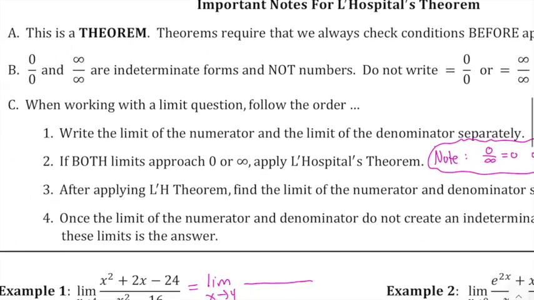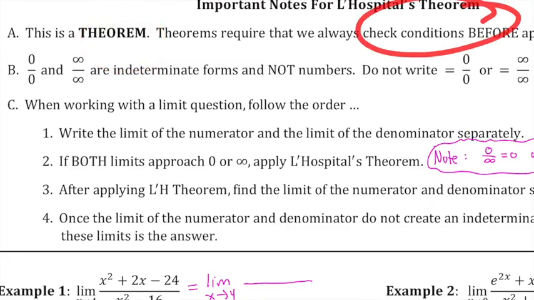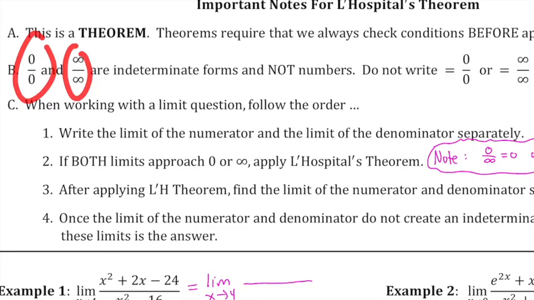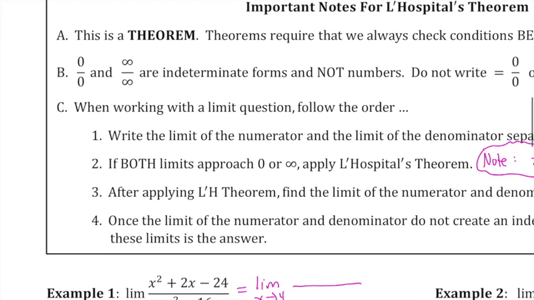A couple important things about L'Hopital's rule. It is a theorem. You always have to check conditions. When you check your conditions, they must be in an indeterminate form, like this or like this. And please do not write equals 0 over 0, because these are indeterminate forms, not numbers, so they're not equal to it.